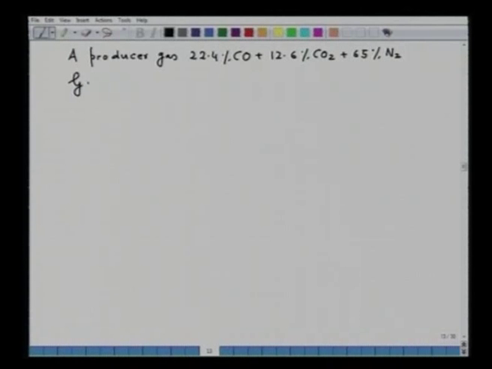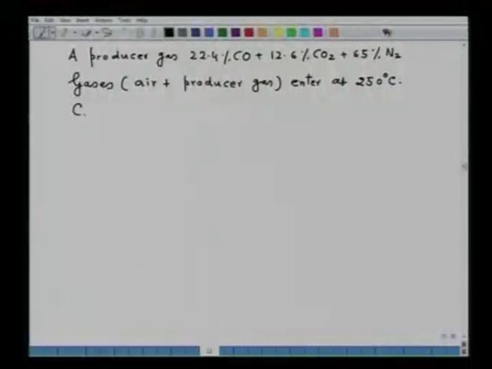The gases, that is air plus producer gas, enter at 250 degrees Celsius. That is, here both air and producer gas are heated and they bring sensible heat into the reaction. So, you have to calculate adiabatic flame temperature.